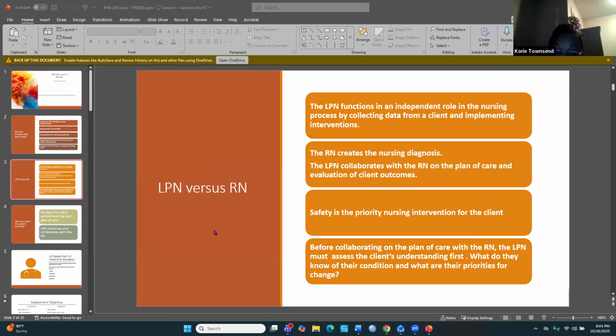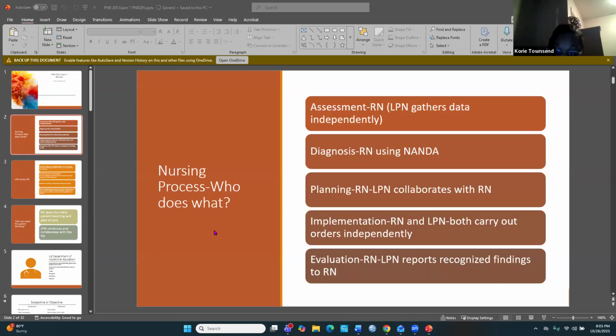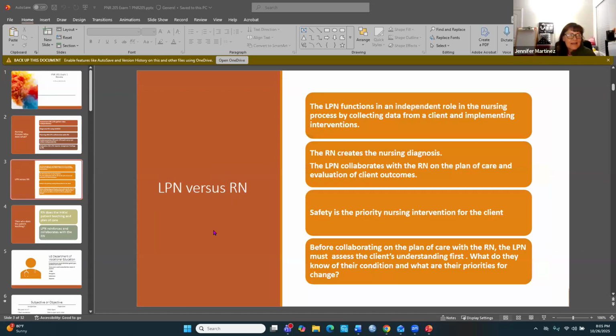So the RN does all 5 independently, but the LPN does the implementation and the assessment independently. So the LPN functions in an independent role by collecting data and then implementing interventions. The RN creates the nursing diagnoses. The LPN will collaborate with the RN on the plan of care and the evaluation of client outcomes.